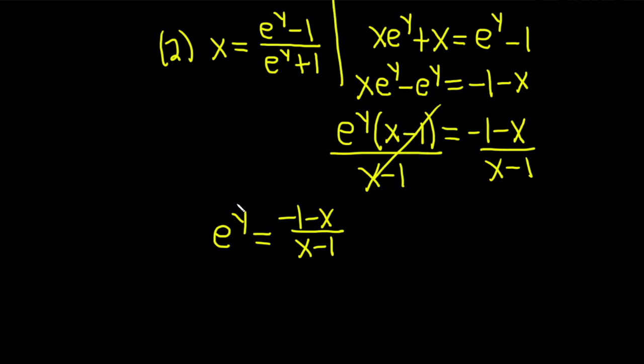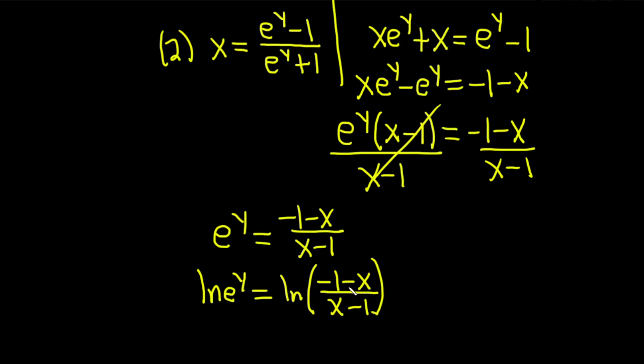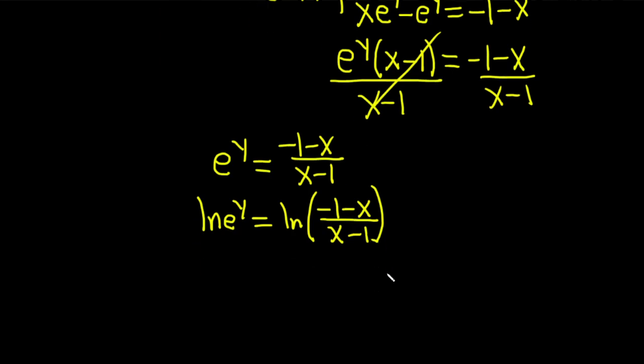And we're still looking for y, but it's in the exponent here. So now what we can do is take the natural log of both sides like this. So ln e to the y equals ln of minus 1 minus x over x minus 1. And this is just going to be y. And then we have y equals the natural log of minus 1 minus x over x minus 1.